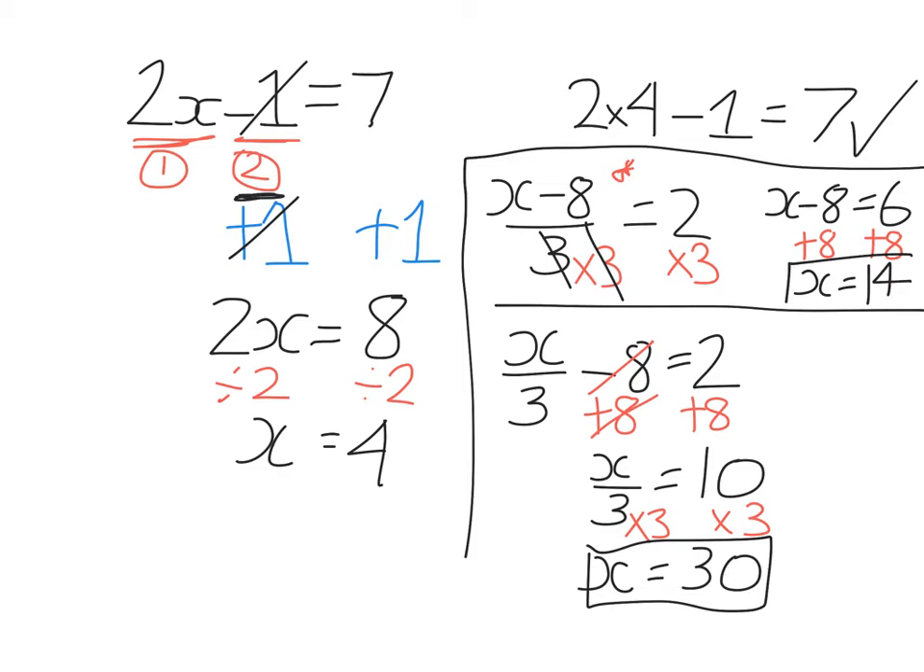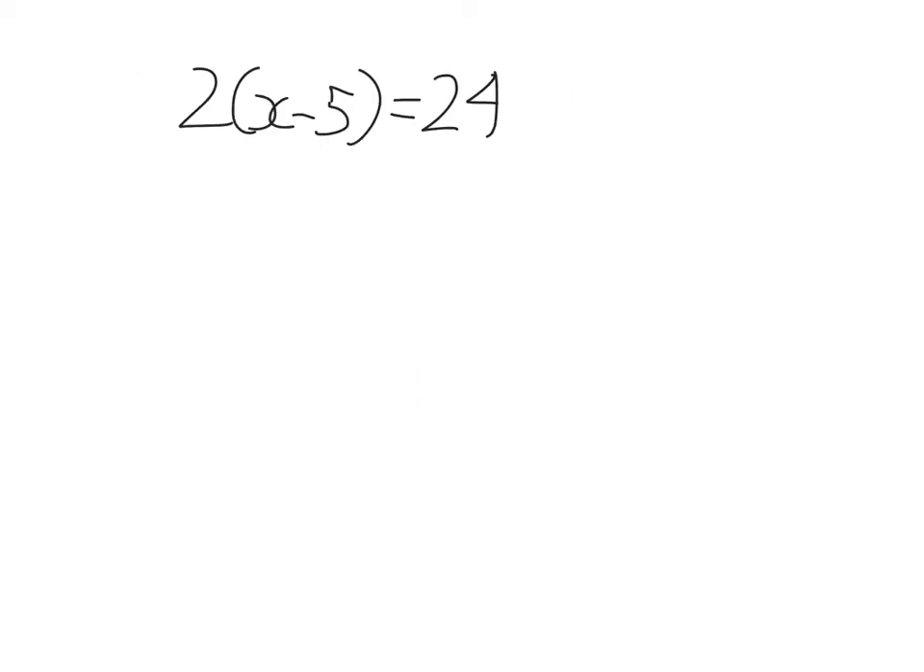All right, we're now going to go and look at equations with brackets. So let's say we have something like this. 2 outside of x minus 5 equals 24. So the brackets just change the order of operations. So in this case, if I just wrote 2x minus 5 equals 24, I would be timesing x by 2 first, then subtracting. But here, the brackets mean that I'm subtracting 5 first, and then I'm timesing the answer by 2.